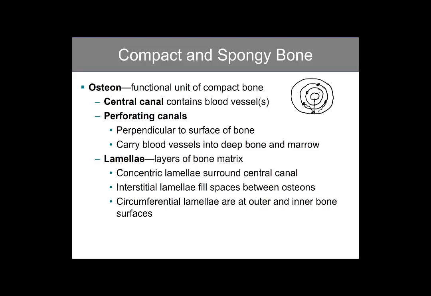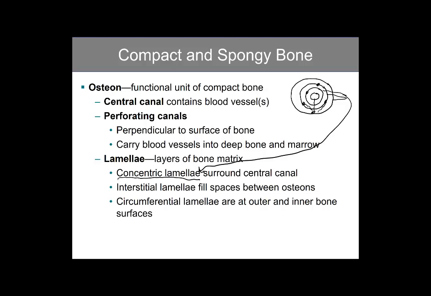We refer to these layers within the osteon as lamellae. In fact, concentric lamellae are the layers that surround that central canal. So each one of these little rings around the central canal are concentric lamellae. In addition to that, we have interstitial lamellae. They're going to fill the spaces between the osteons.